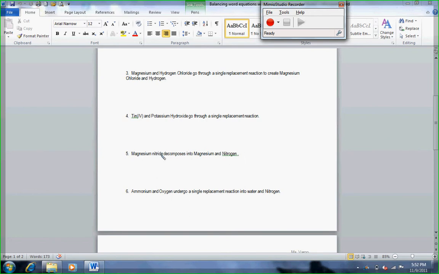Now, -ide is the ending we add if it comes from the periodic table. So I know that this is a compound, Mg, magnesium, and N from the periodic table, and it decomposes. So it goes through a reaction into magnesium, which is a single element, and that "and" means plus nitrogen.